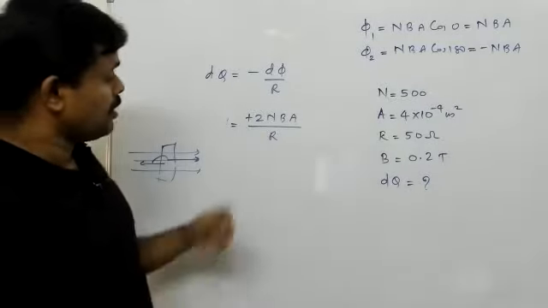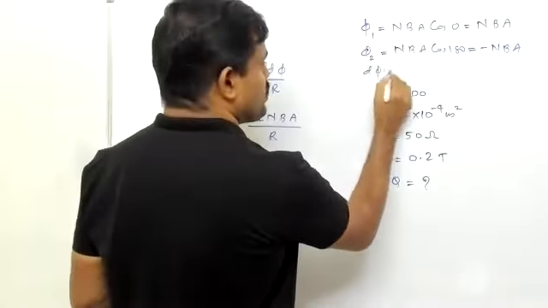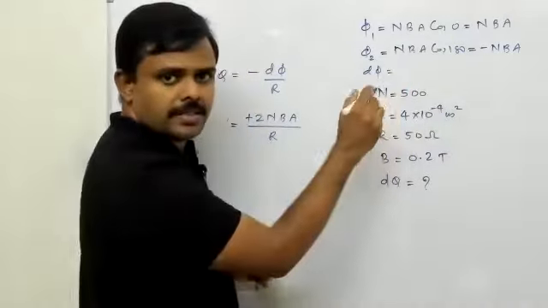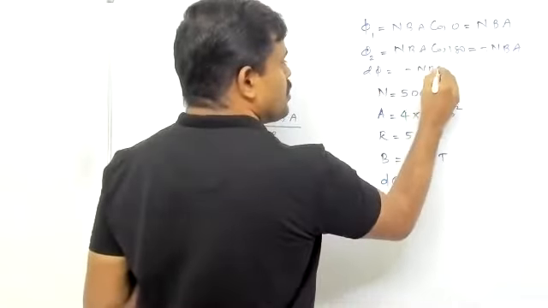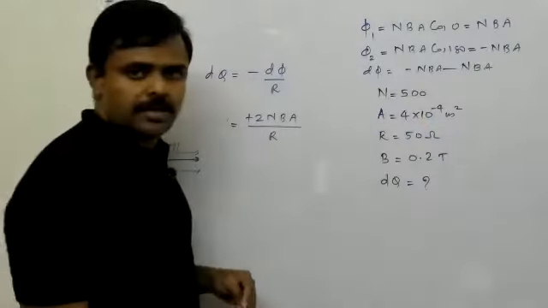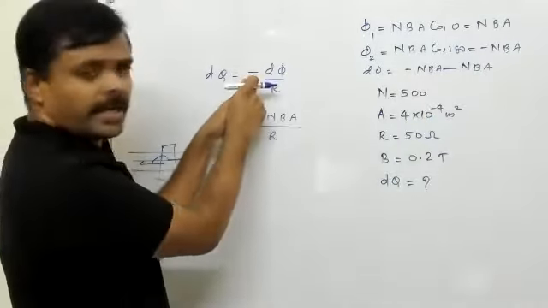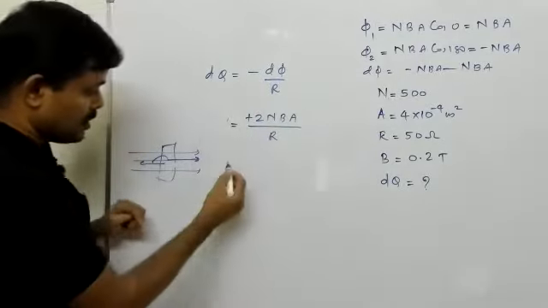Minus d phi is what? d phi stands for the difference in phi's. So minus NBA minus NBA makes it minus 2NBA. Minus of minus 2NBA, so plus 2NBA by R. Hope you got this.